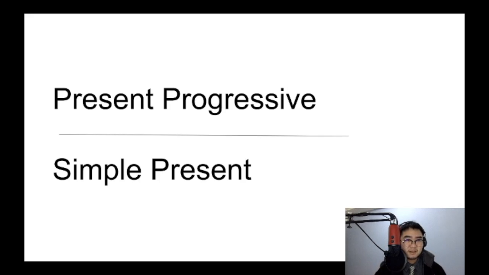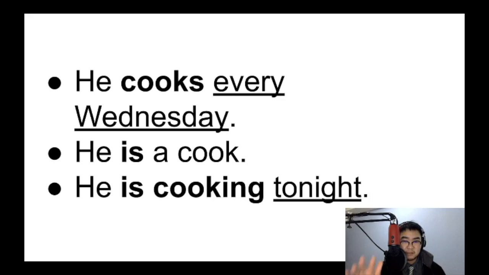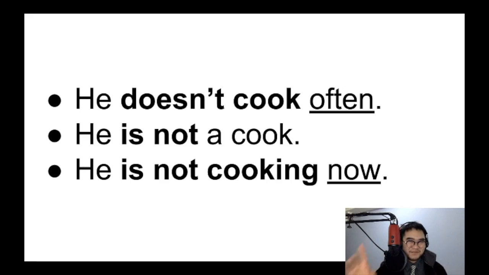All right, so let's review really quickly. Present progressive versus simple present. He cooks every Wednesday. He is a cook. He's cooking tonight. Then we'll know tonight is probably Wednesday night. Anyway, he doesn't cook often. He is not a cook. And he is not cooking now. Okay, so that doesn't mean he doesn't cook at all. It's just that he doesn't cook very often.